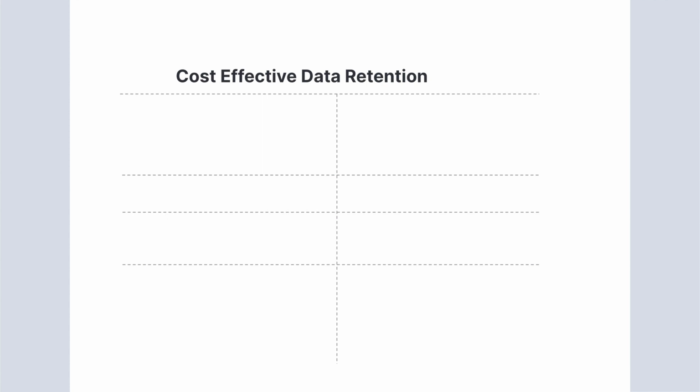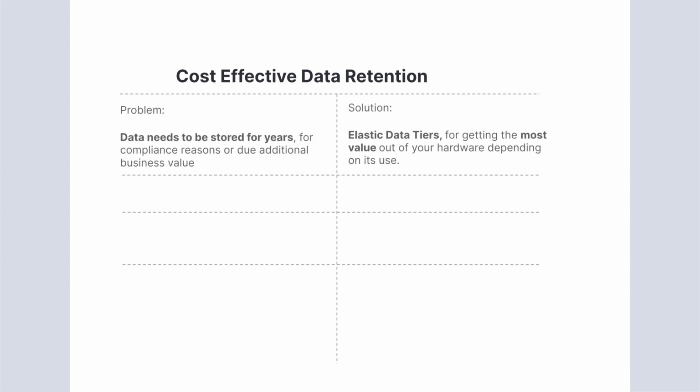When I talk about cost-effective data retention, there's a few individual things that we can address directly. Let me give you a few examples here. The data obviously needs to be stored for a long time, sometimes even for years, for compliance reasons. How do we do this? Well, we have this concept called data tiers, so you can get the most value from the hardware depending on how you actually use this data. And we're going to cover data tiers in much more detail in a few minutes from now.